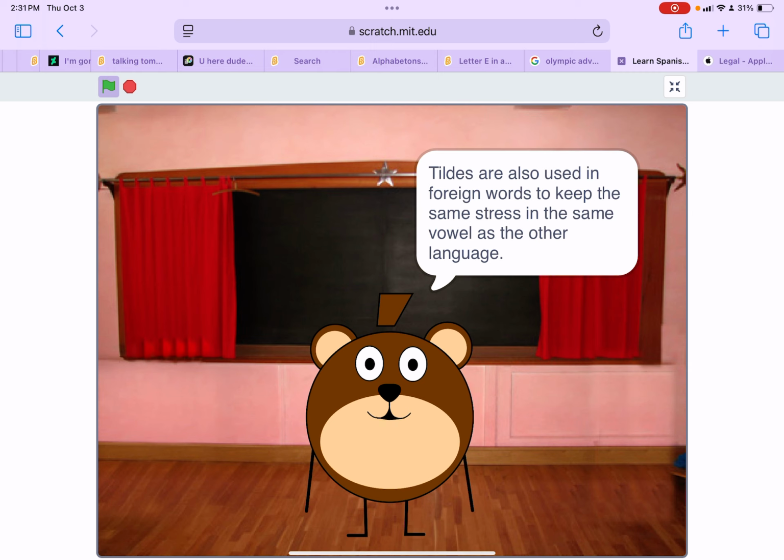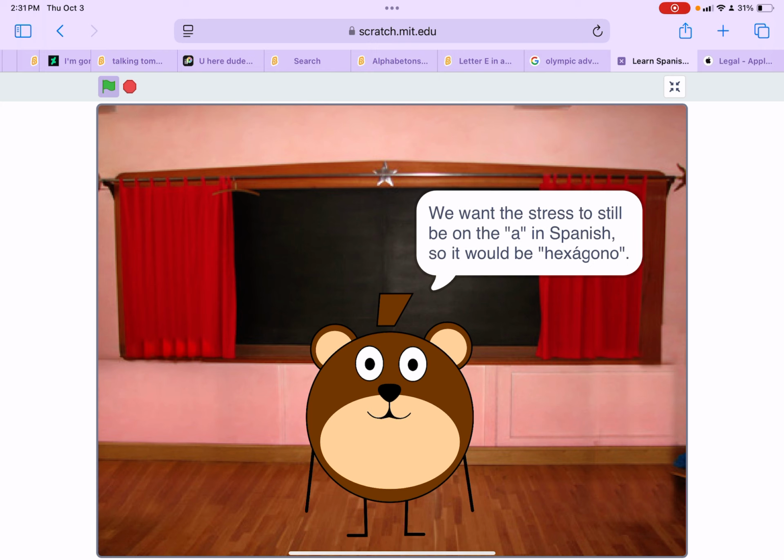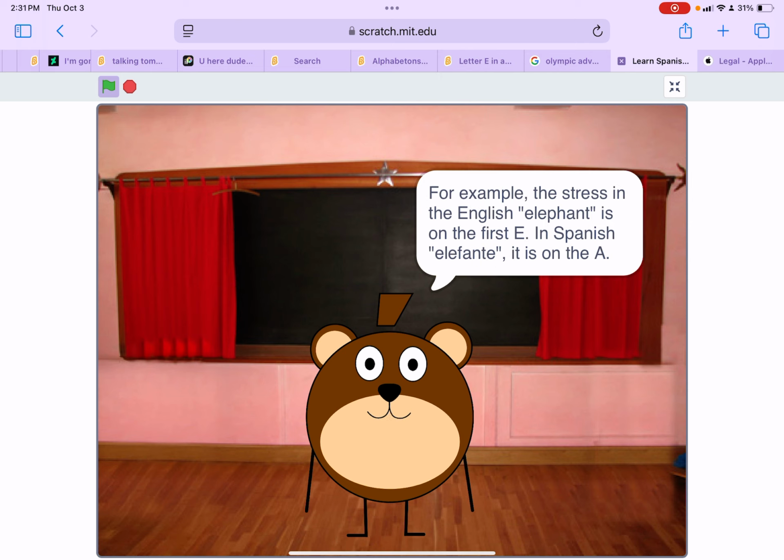Tildes are also used in foreign words to keep the same stress in the same vowel as the other language. For example, in the English word hexagon, the stress is placed on the A. We want the stress to still be on the A in Spanish, so it would be hexágono. This does not happen with every foreign word, though. For example, the stress in the English elephant is on the first E, in Spanish elefante.